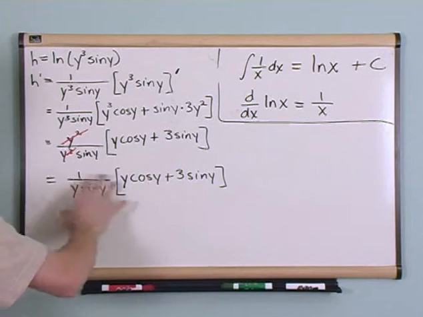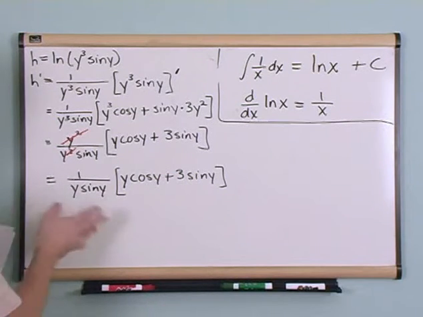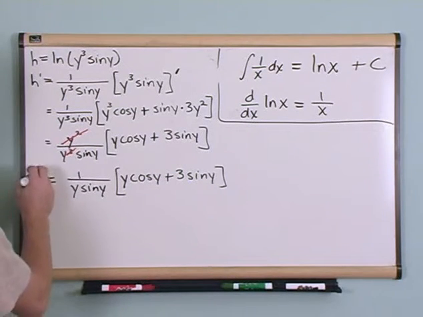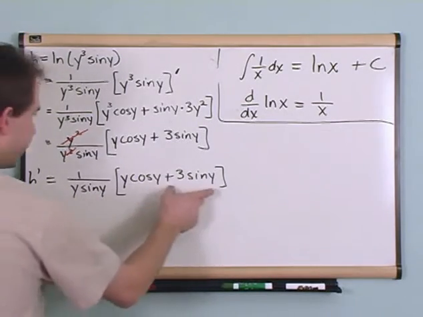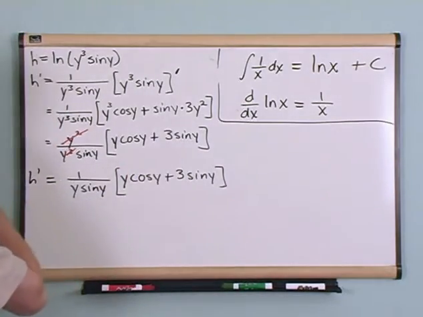You can continue simplifying this until you're blue in the face, but this is basically the answer. You could multiply this term in here, and you can multiply this term in here, and it will get a little bit simpler. But essentially, this is the answer. This is the mechanism that you're after to get the answer.